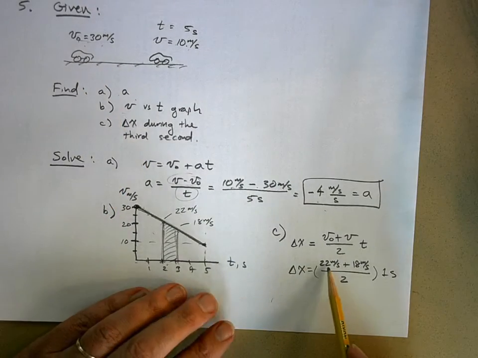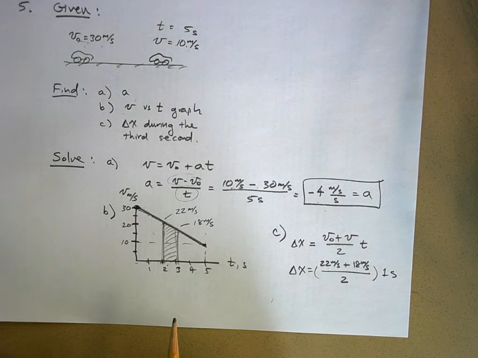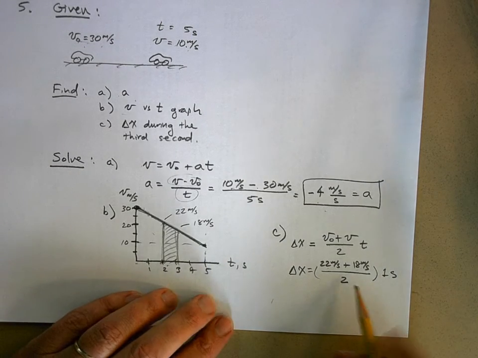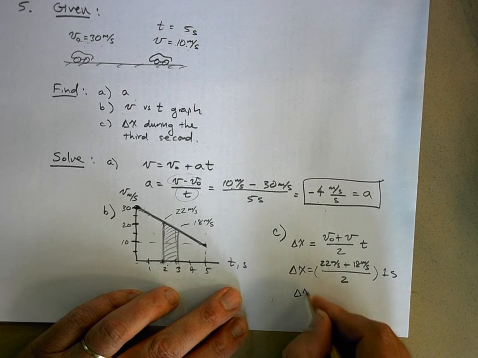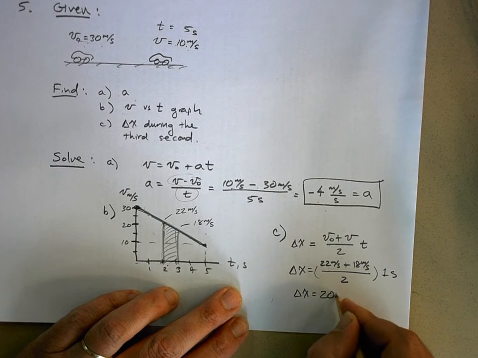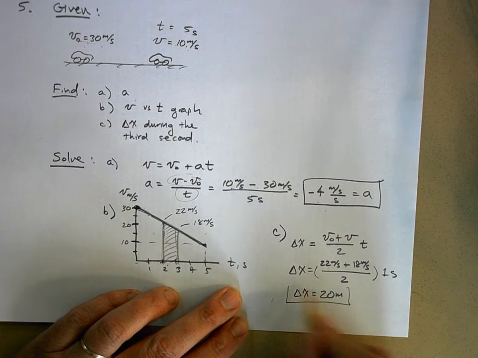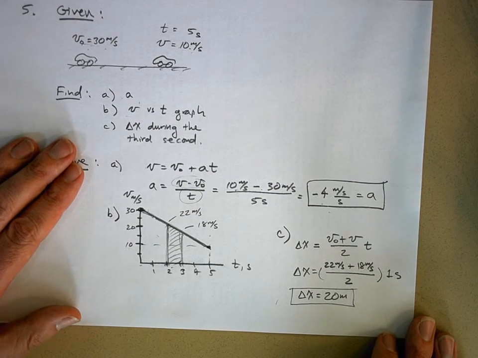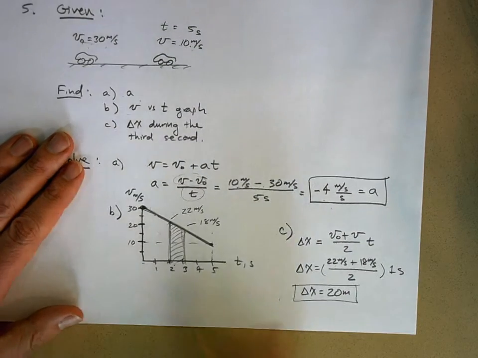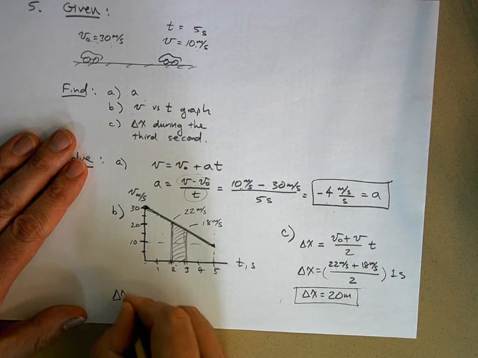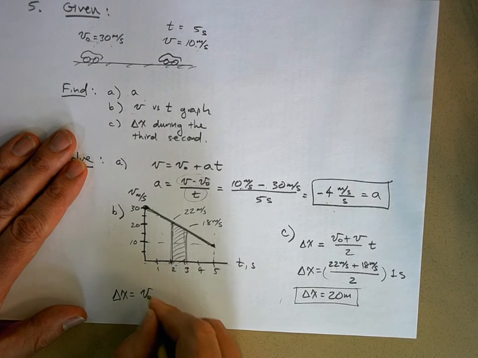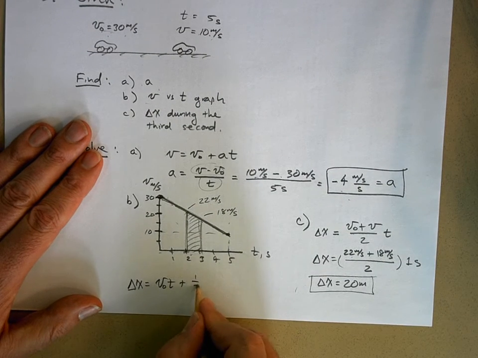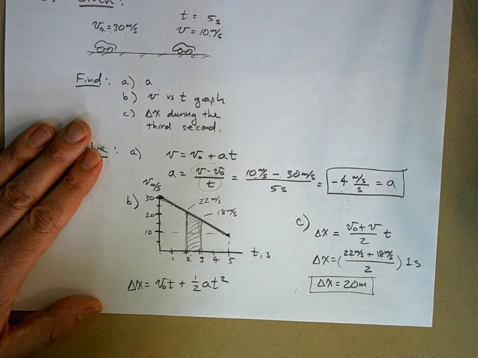So what is 22 plus 18? 40 divided by 2? 20. So delta x should be 20 meters. Now, I'm going to do it a different way just to check my work. Let's use the third kinematic equation. Delta x equals v naught t plus 1/2 a t squared.